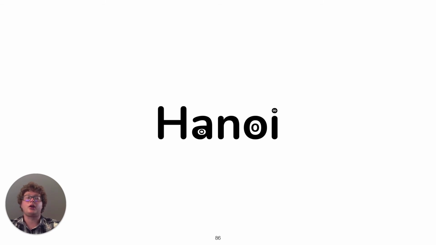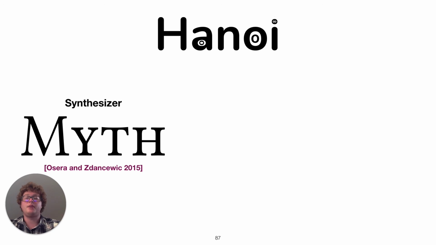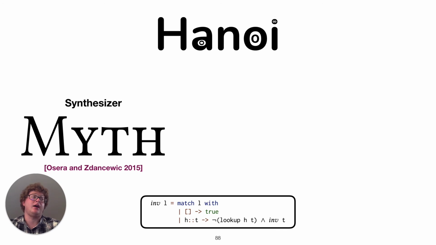Hanoi is our concrete implementation of the algorithm. Hanoi uses Myth as our synthesizer. Myth is an existing tool for synthesizing recursive functional code. We need recursive functional code because that's how many of our invariants, including no duplicates, are expressed.